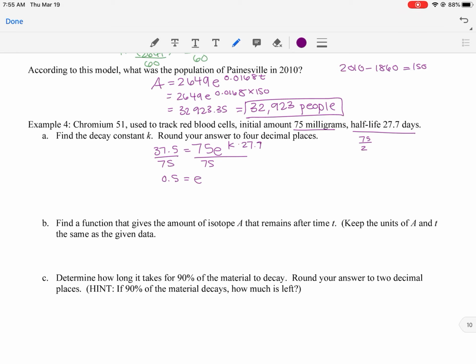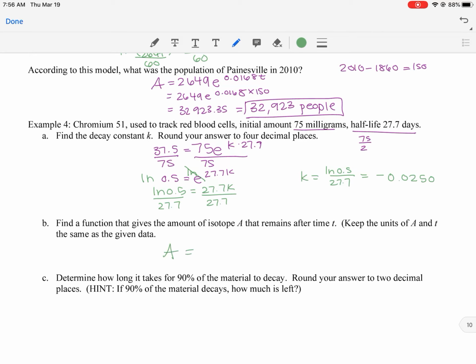Remember when we were doubling, we got 2 over there, is equal to e to the 27.7k. So now, we're going to take natural log of both sides. The left side will cancel, we get natural log of 0.5, and the right side will cancel with the e, 27.7k. To get k, let's divide by 27.7. So k equals natural log of 0.5 divided by 27.7. You type that in your calculator, being sure to close parentheses as needed, and we get negative 0.0250. Notice it is negative because it is getting smaller.